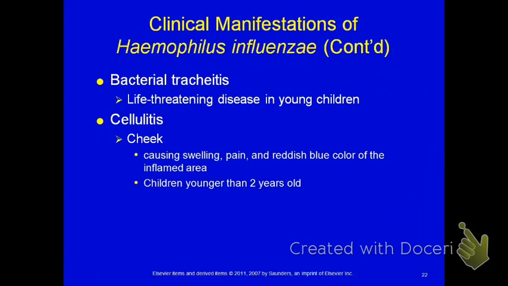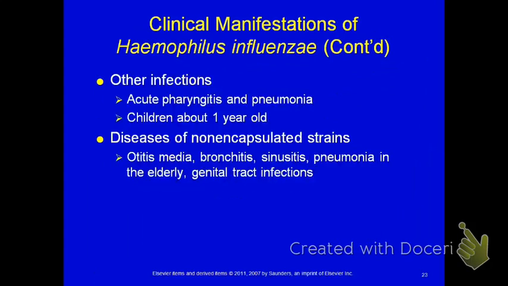Bacterial tracheitis, well, this one is dangerous because it's life-threatening. This is the inflammation of the trachea, the windpipe, responsible for normal breathing of humans in general. But children are mostly affected with this one. Then cellulitis, the most common anatomic site for this would be the cheek. There would be swelling, pain, and a reddish blue color of the inflamed area. Children younger than 2 years of age could also be affected with this. Acute pharyngitis and pneumonia would also affect children about 1 year old.